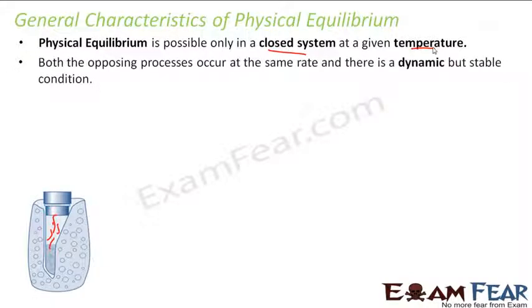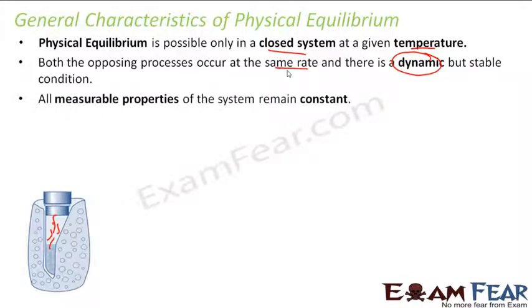The second characteristic is, in the physical equilibrium, both the forward reaction and the backward reaction take place simultaneously, and it is dynamic. Both take place simultaneously and they are equal, right? That's why we see both the opposing processes occur at the same rate at the same time. So it is dynamic also. And when equilibrium is reached, all the measurable properties are constant. Pressure is constant, volume is constant, temperature is constant, all the measurable properties are constant in the equilibrium.